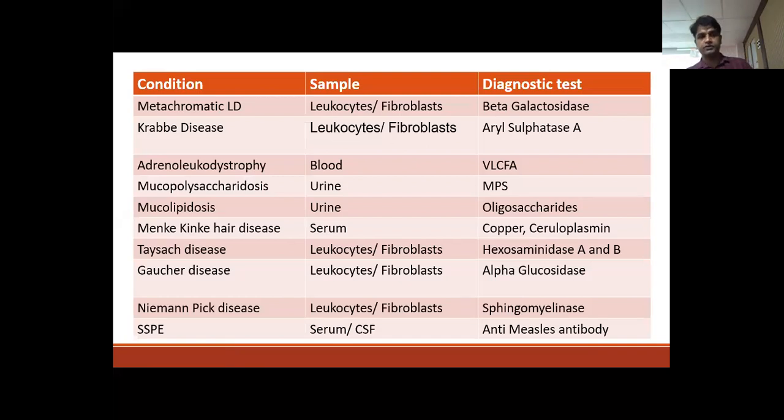Metachromatic leukodystrophy: the sample is blood or fibroblasts, and aryl sulfatase is the diagnostic test. Krabbe's: galactocerebrosidase. Adrenoleukodystrophy: very long chain fatty acids. MPS: urine mucopolysaccharides. Mucolipidosis: oligosaccharides. Menkes kinky hair disease: serum copper, ceruloplasmin. Tay-Sachs disease: hexosaminidase A and B. Gaucher: glucosidase. Niemann-Pick: sphingomyelinase. And SSPE, you see CSF.